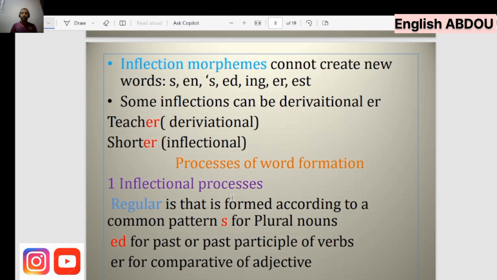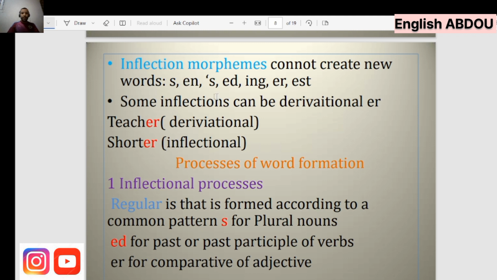Also here is another rule you have to keep in your mind: inflection. Inflectional morphemes cannot create new words, but just reinforce them, as we can say, according to where we can add them. Here, like S, we have S for plural, ed for past or past participle, ing for progressive, er for comparative, and est for superlative.